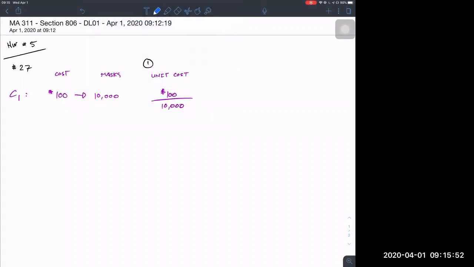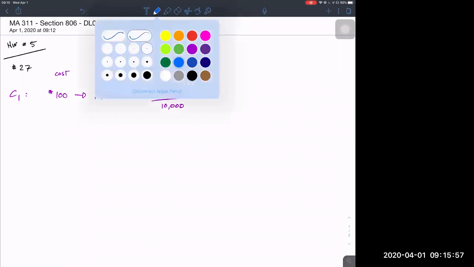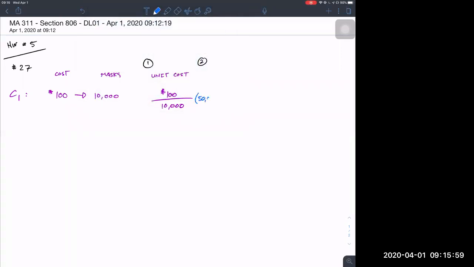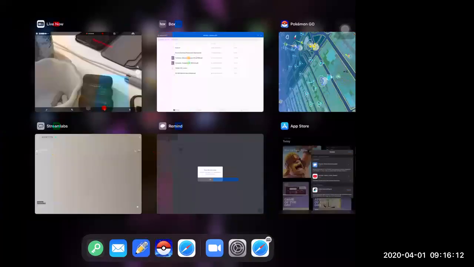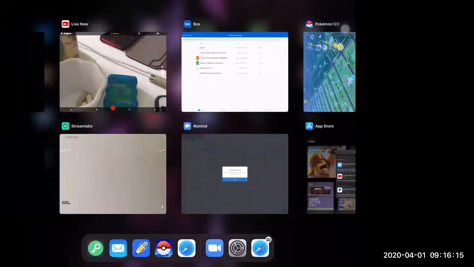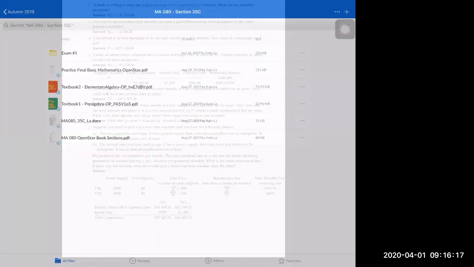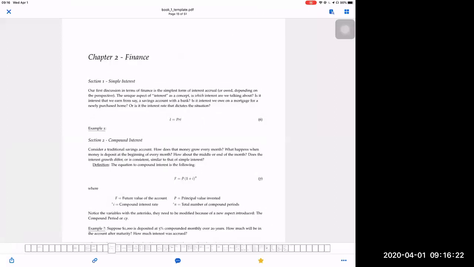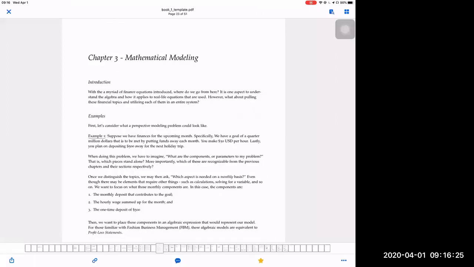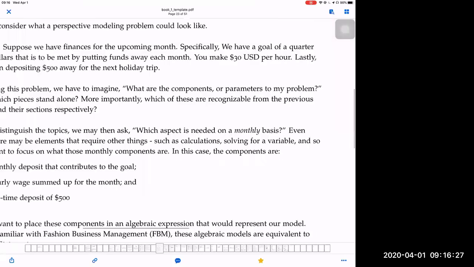The other thing to remember, number two here, is that if you read the problem, you're going to see me put 50,000 here, and you might wonder where 50,000 came from. I'm going to pull up the problem really quick. Where's my box app? Oh, there it is. This is my textbook, if you're curious where this information is coming from. And here is number 27.